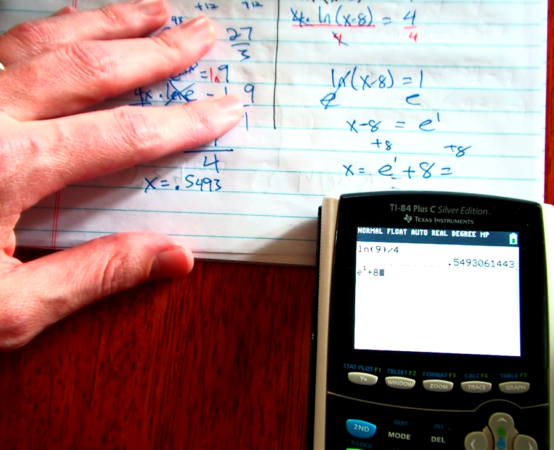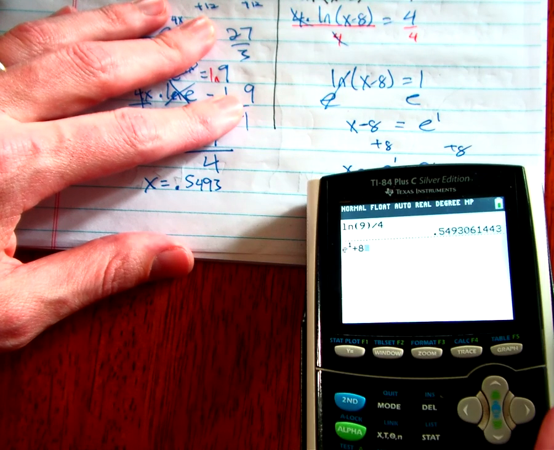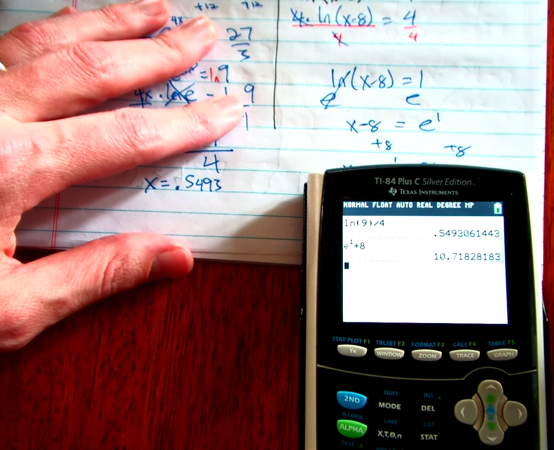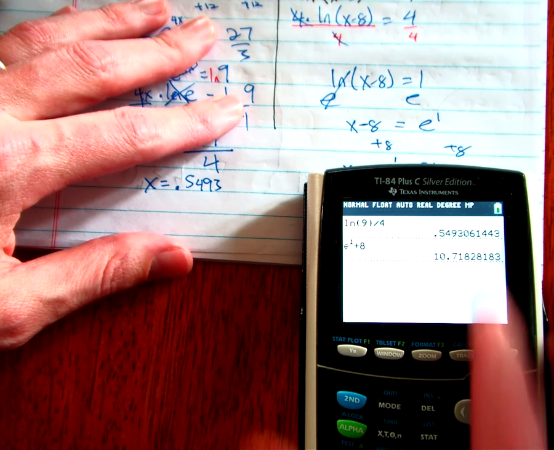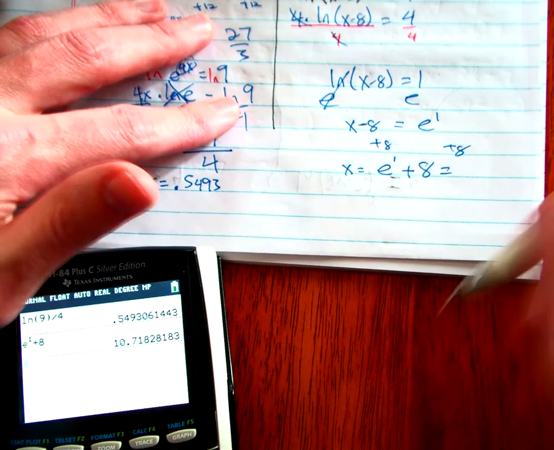Plus 8. 10.7183. That's going to round up to 10.7183.